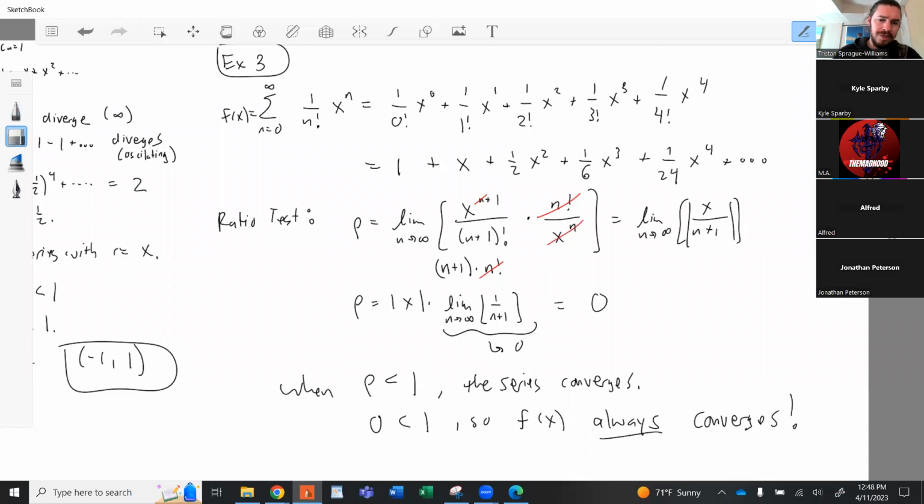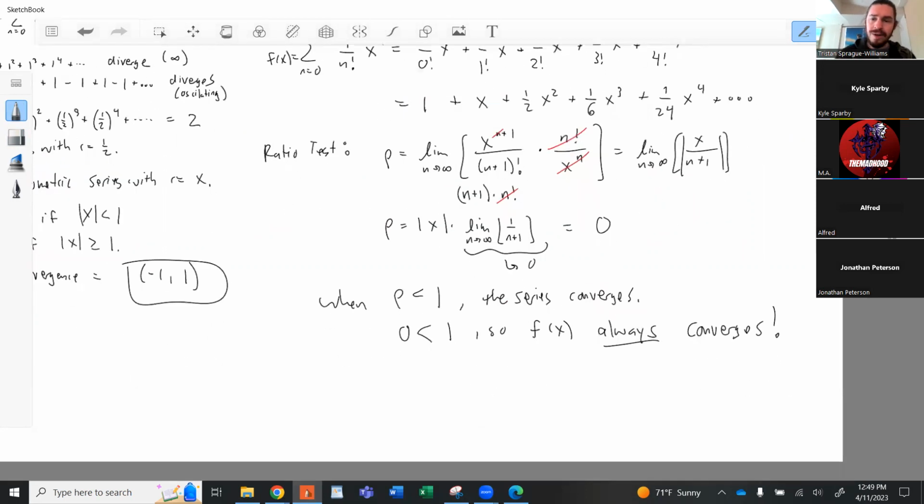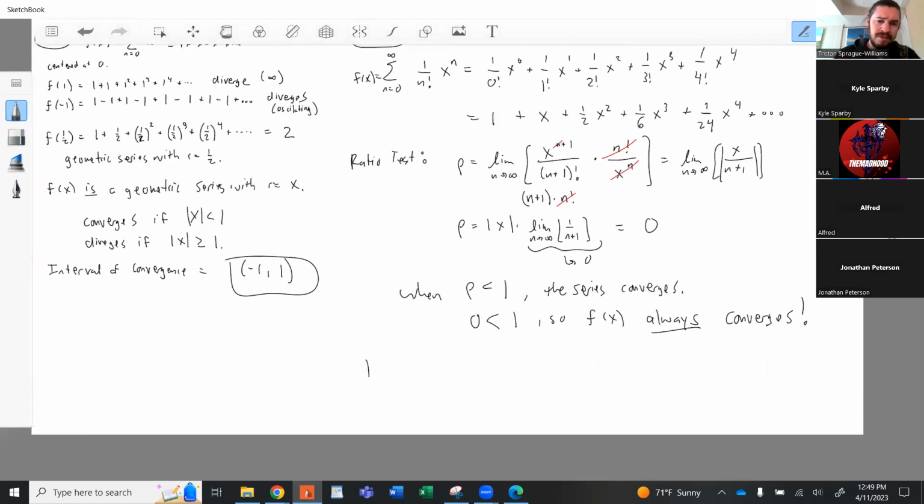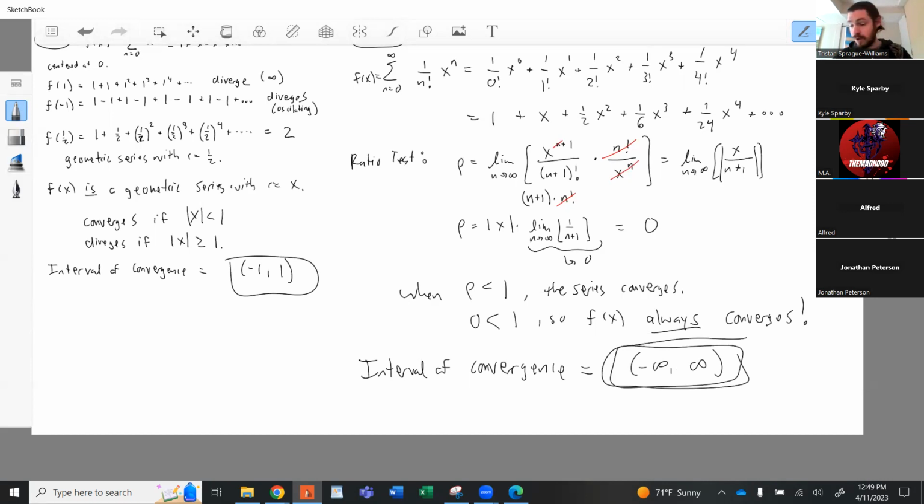It doesn't matter what the value of x is for this particular example, because whatever x is, when you do the ratio test and this limit, you get x times 0. And so rho always equals 0 for every x. So it always converges for every x. In this case, our interval of convergence is the interval from negative infinity to infinity. It's the whole thing. This is one of those examples where it converges everywhere.